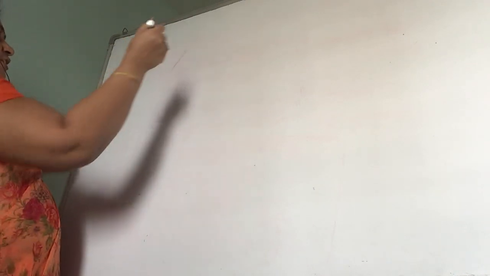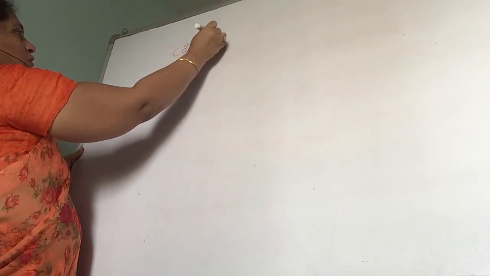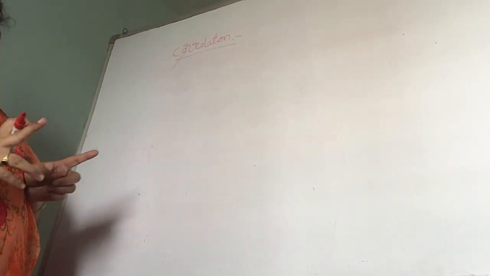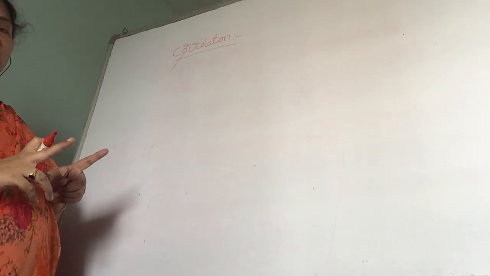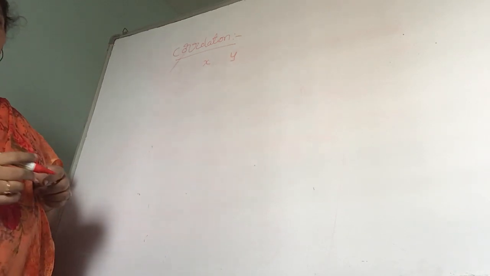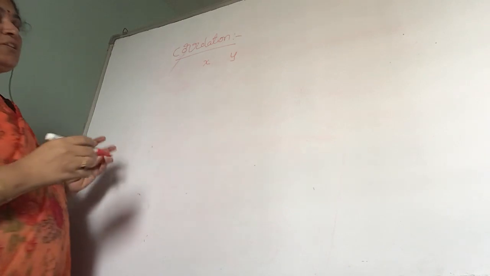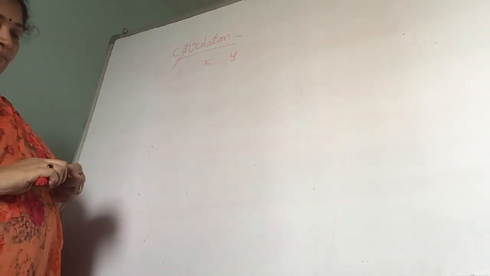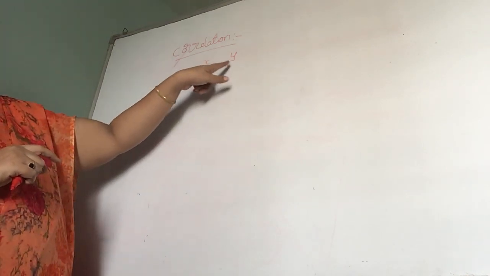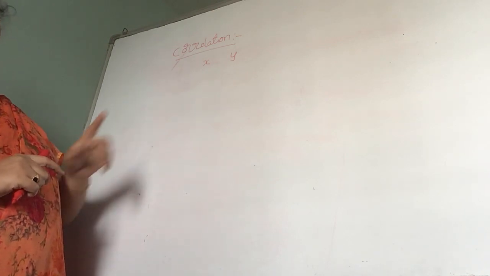What is meant by correlation? Correlation means relation between two variables. If x and y are two variables, and there is any relation between them, how do we check whether these two variables are related or not? We check by using the coefficient of correlation.